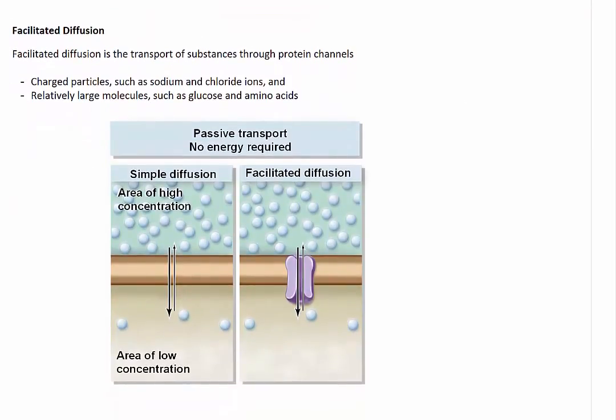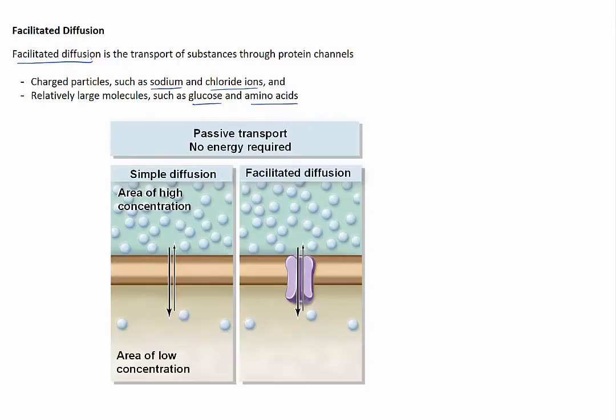Charged particles such as sodium and chloride ions and relatively large molecules such as glucose and amino acids cannot pass freely through the hydrophobic part of the phospholipid bilayer. Instead, they transport across the cell membrane through transport proteins that help the solutes cross. This process is called facilitated diffusion because the proteins facilitate or assist the movement of these molecules across the membrane.